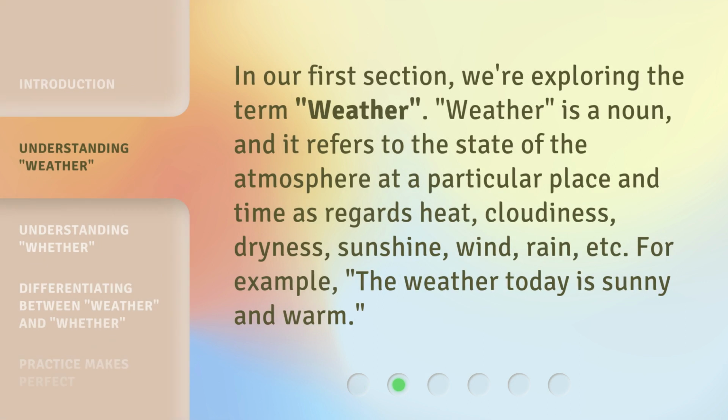In our first section, we're exploring the term weather. Weather is a noun, and it refers to the state of the atmosphere at a particular place and time as regards heat, cloudiness, dryness, sunshine, wind, rain, etc. For example, the weather today is sunny and warm.